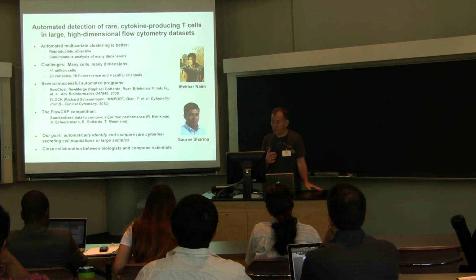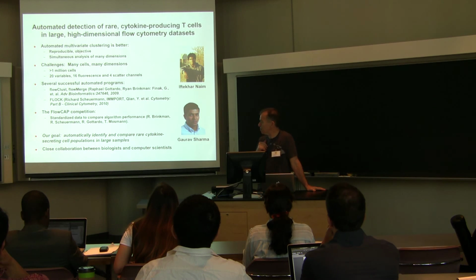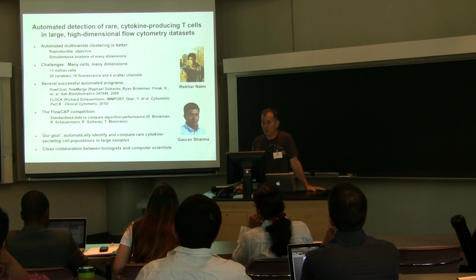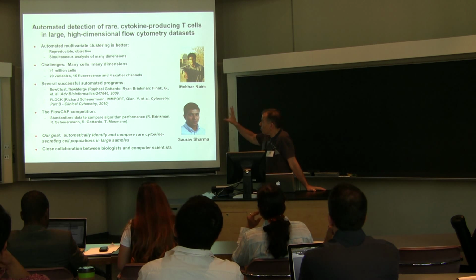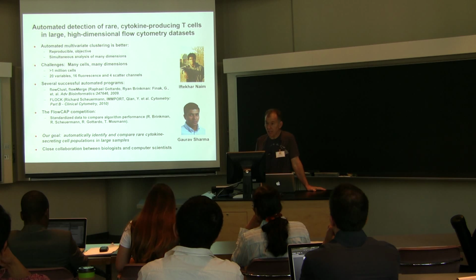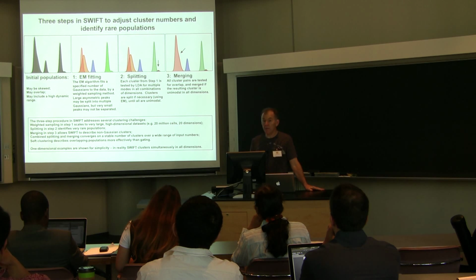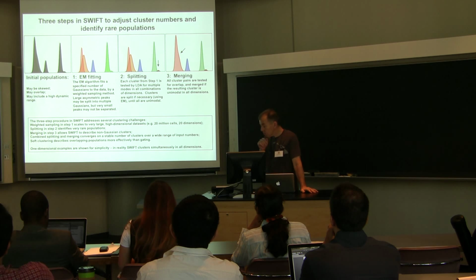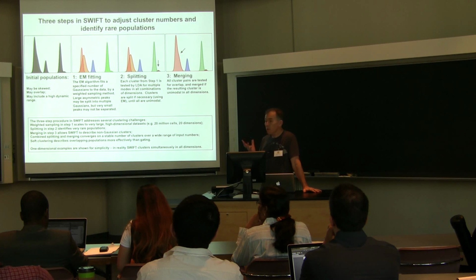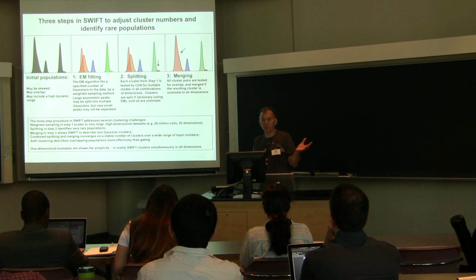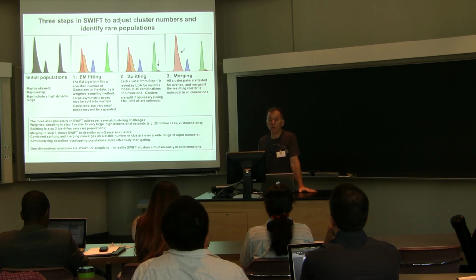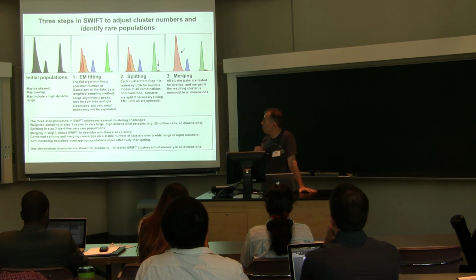So we went into this project with Iftikhar and Gaurav, who were interested in the more mathematical side of the problem of clustering these very high dimensional data sets. I won't go through much of this because I think Rich has already explained very clearly some of the needs for automated processing. To describe the strategy that SWIFT uses, we start with initial populations. Some may be fairly symmetrical, some may be skewed, they can overlap with each other, and they can have a very high dynamic range. You may have populations of 50,000 cells that are fairly homogeneous, and a population of 20 cells that you're also interested in. So there's a huge variation in population size.